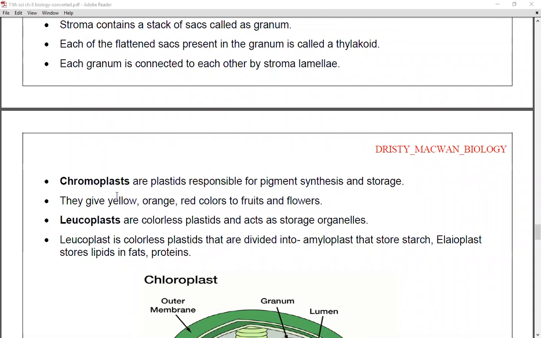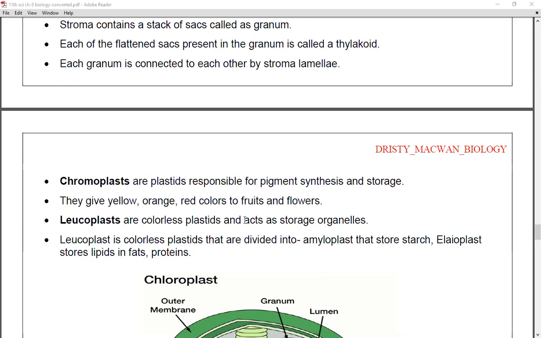Now we are going to see about the chromoplast. The chromoplasts are plastids which are responsible for pigment synthesis and storage. So first, chromo, that means it is producing the pigment, right? As these plastids are responsible for synthesizing the pigments as well as storing the pigments, they are known as the chromoplast, right? They give yellow, orange, red colors to fruits and flowers. So whatever flowers and fruits you have seen with different fluorescent colors, this pigment has been given by the chromoplast, right?